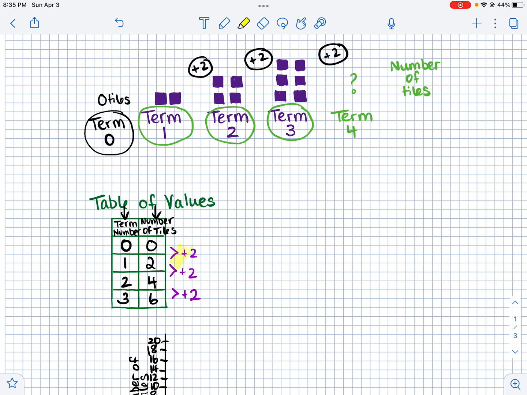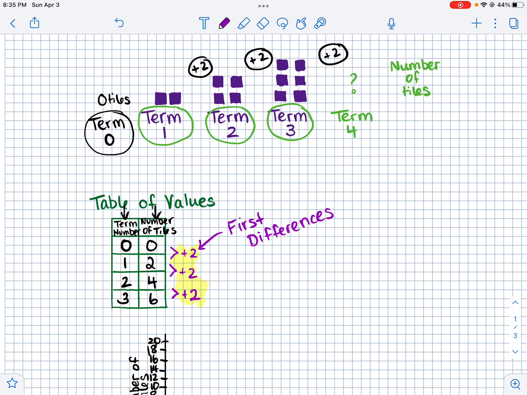And that's really important, because these things right here, sometimes we call them the first differences. So they help us determine if a pattern is linear or nonlinear. And in this case, our pattern is linear. So here's how we could take a pattern and put it into a table of values.